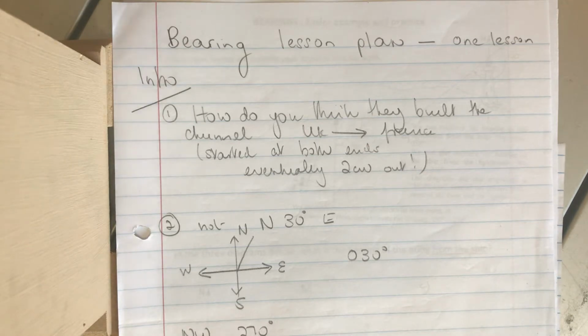Okay, so normally maybe you will say northwest or northeast or whatever, but now we use 3 digits to indicate the direction. And why is it necessary?